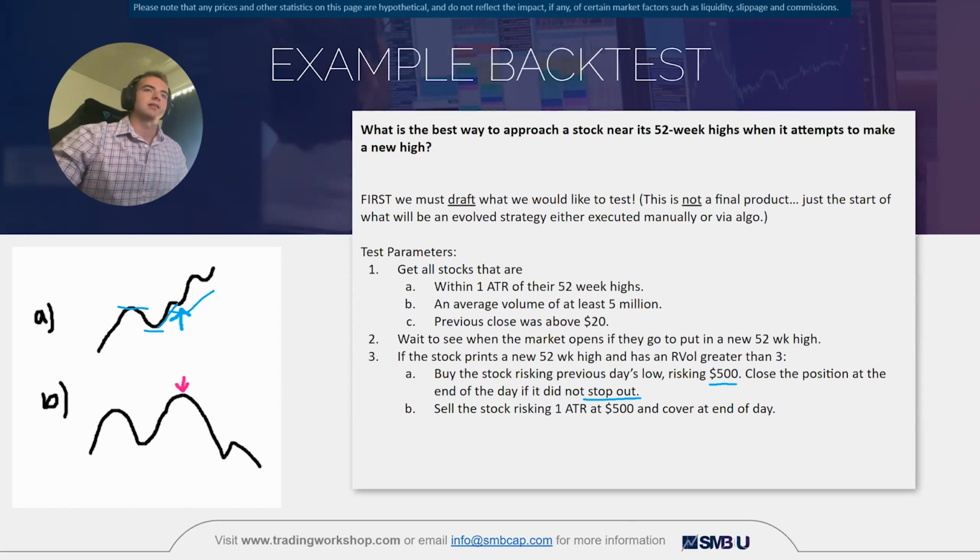The difference that's important to understand here is that we had to make up a risk target for the sell side, because you're breaking into a new high. So if you break into a new high, you can't risk the previous day's high because you're already above that. So we just say 1 ATR, risk it at $500, cover it at the end of the day. And this is going to allow us to take this question and analyze two different routes of approaching it to see where we might be able to find some sort of expectancy out of it.